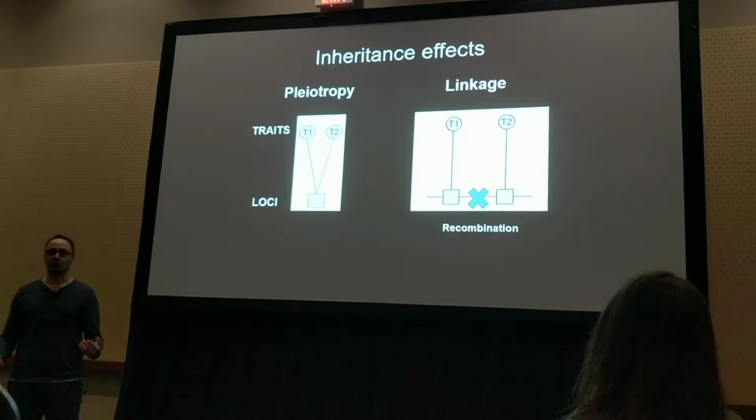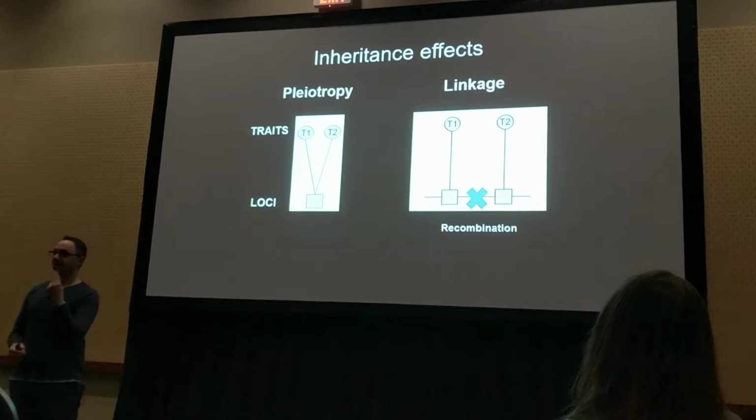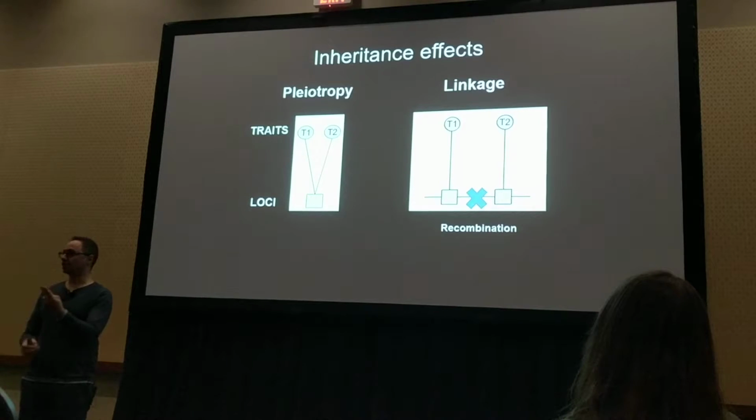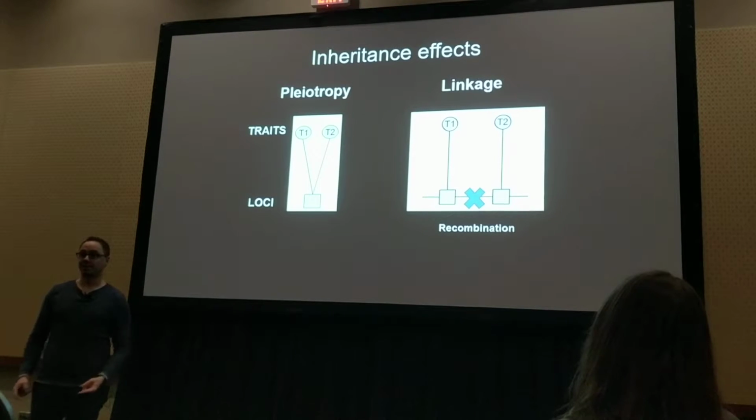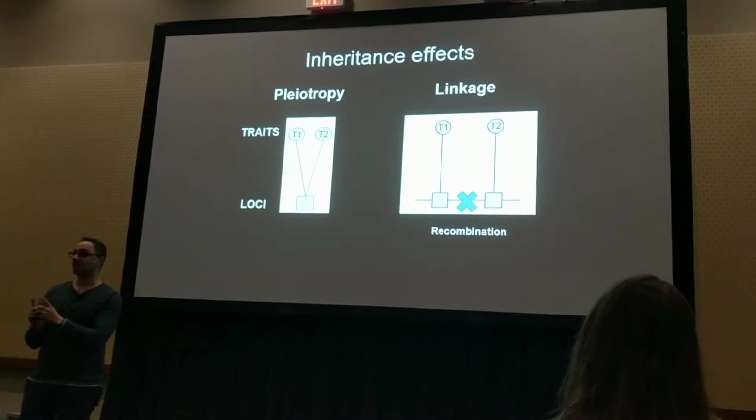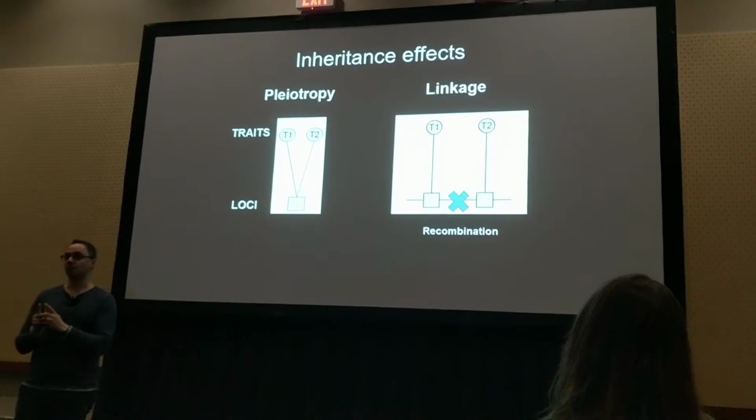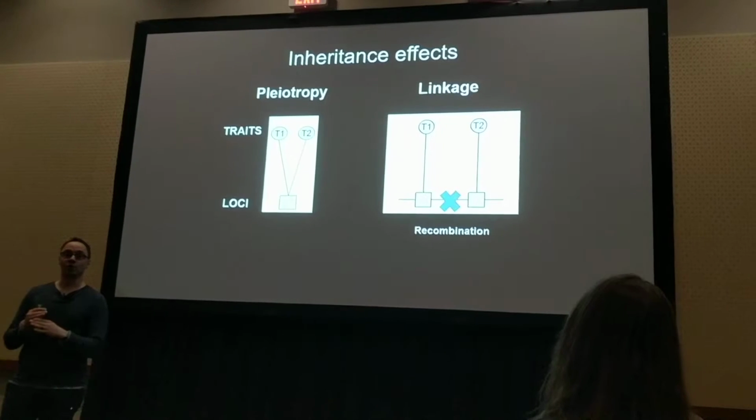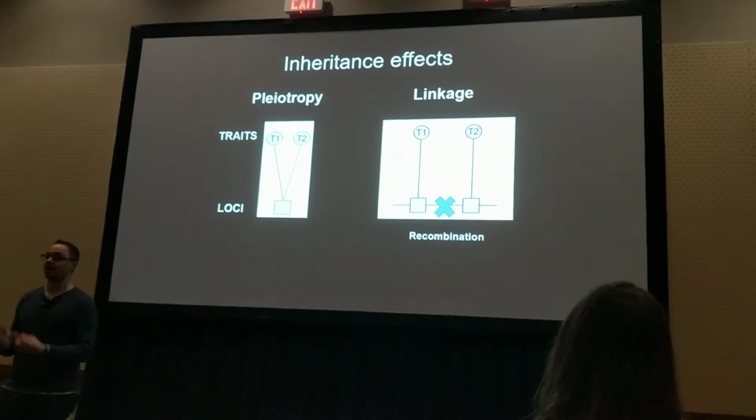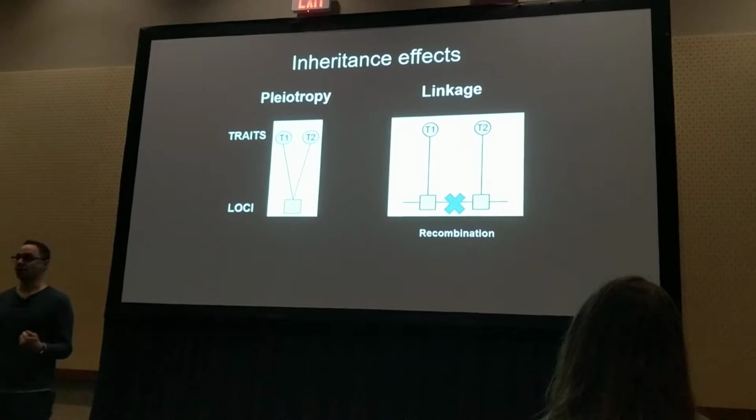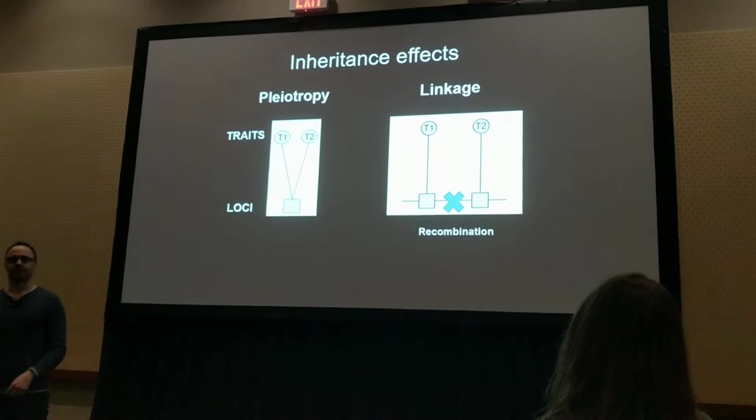Seems simple enough. The other important difference is in how they're inherited. When you have a pleiotropic locus, the effects on the two traits get inherited together. That can also happen with linked loci, but that's dependent on the distance between the linked loci on the chromosome. And the further they are apart, the more that recombination can break up the allelic combinations that get inherited from one generation to the next.